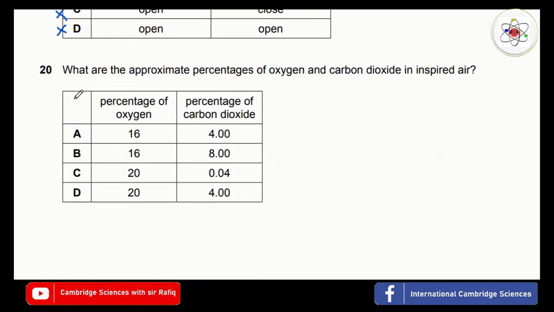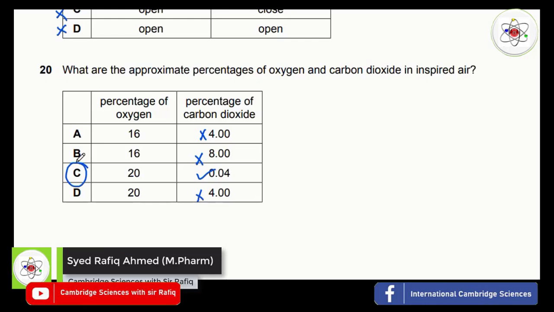Coming to question number 20, what are the approximate percentages of oxygen and carbon dioxide in inspired air? If you look at the percentage of carbon dioxide in some options, it is not natural, because pure air contains only 0.04% carbon dioxide. So in inspired air, carbon dioxide cannot be more than that. So this is the only correct answer regarding carbon dioxide. So the answer should be C.